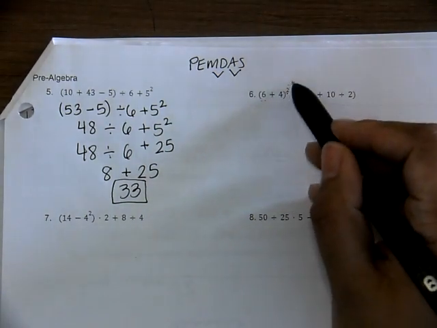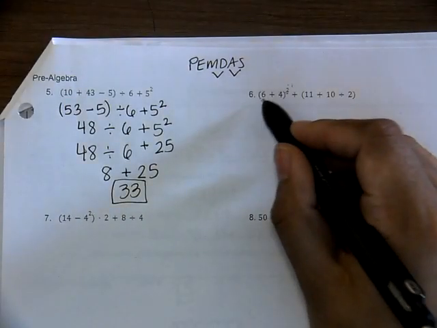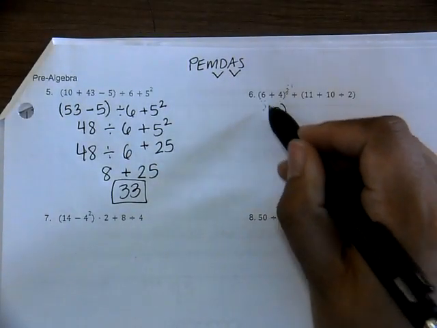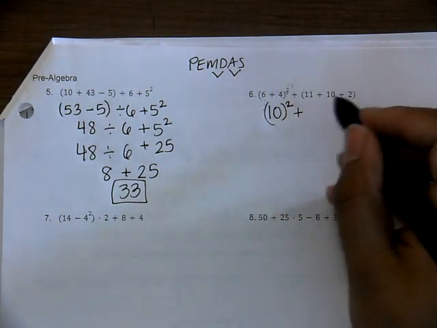And so since it's around the entire thing, you have to do parentheses first. We have to figure out what is 6 plus 4. And we know that's 10. So we square the 10, and then keep going with the rest of the parentheses here.